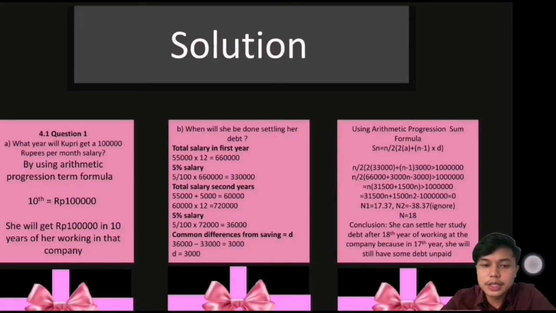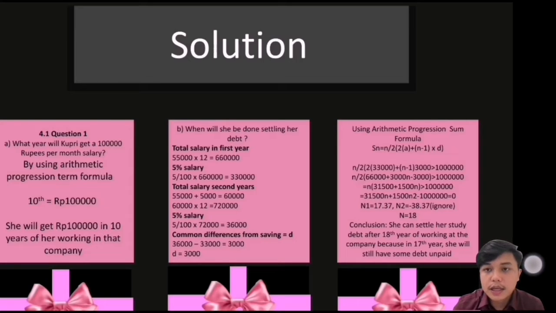Okay, now I will present to you the solution for question 1, which is what year will Kupri get 100,000 rupees per month for her salary? By using the arithmetic progression term formula, Kupri will get 100,000 per month for her salary in 10 years of working. We can use the arithmetic progression term formula, which is the nth term equals a plus in bracket n minus 1 times d.